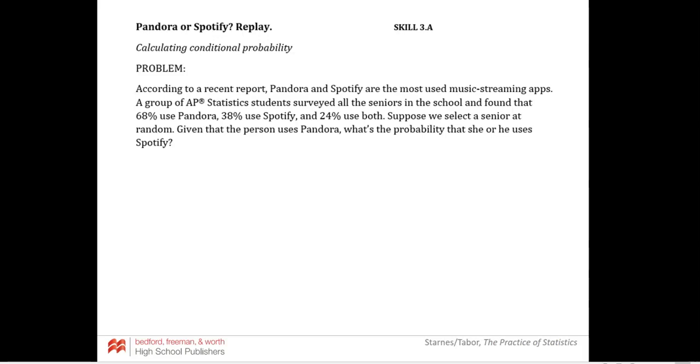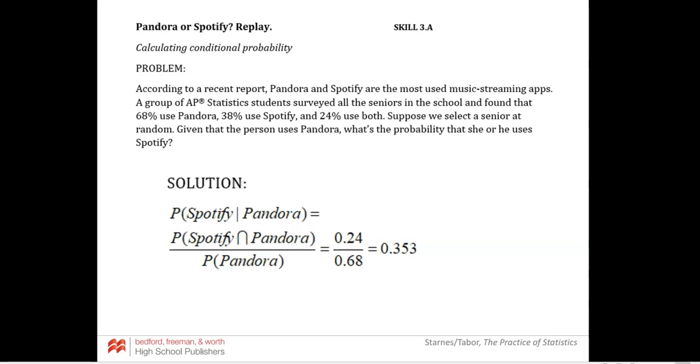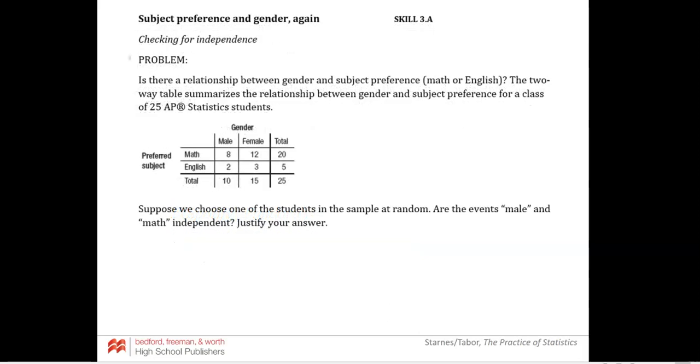So you're going to do the 38% times 24%. I'm sorry. Given that, what's the probability, we are doing division here? Sorry about that. So Spotify is both happening divided by the given situation of the 68%, so 0.353.